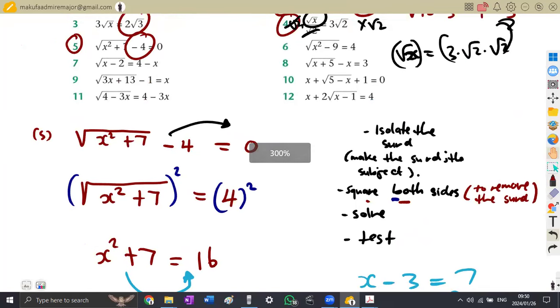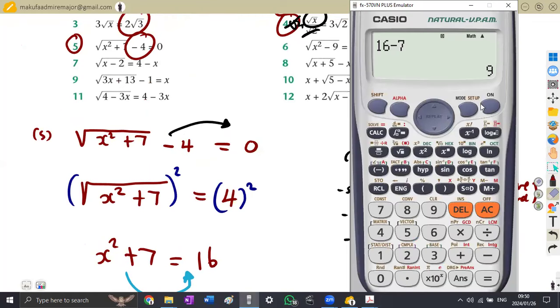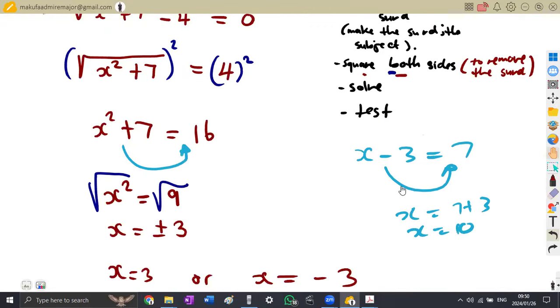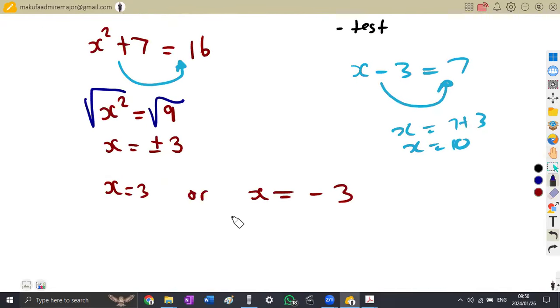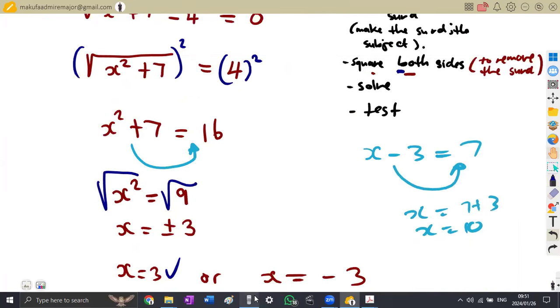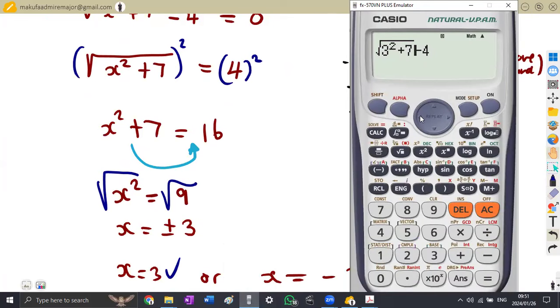All right, so this was our equation, remember? So let us just substitute the first one, which is 3. That is the square root of 3 squared plus 7 like this. Then you move on, you subtract a 4. So this must give us a 0. All right, so if you check, we are getting a 0 there. So that means it truly x is supposed to be equal to 3. All right, let us test this when x is minus 3. So we just have to change here and see if we are going to get a 0.